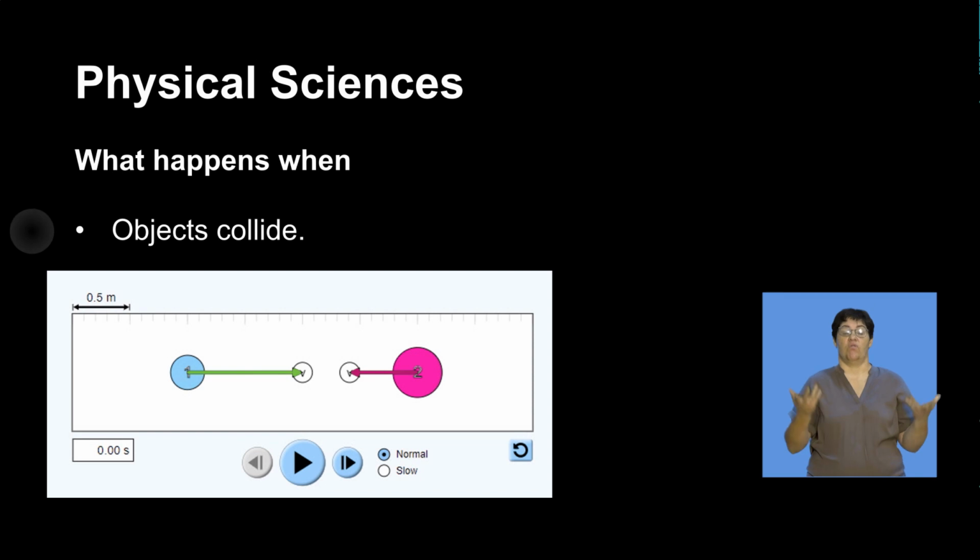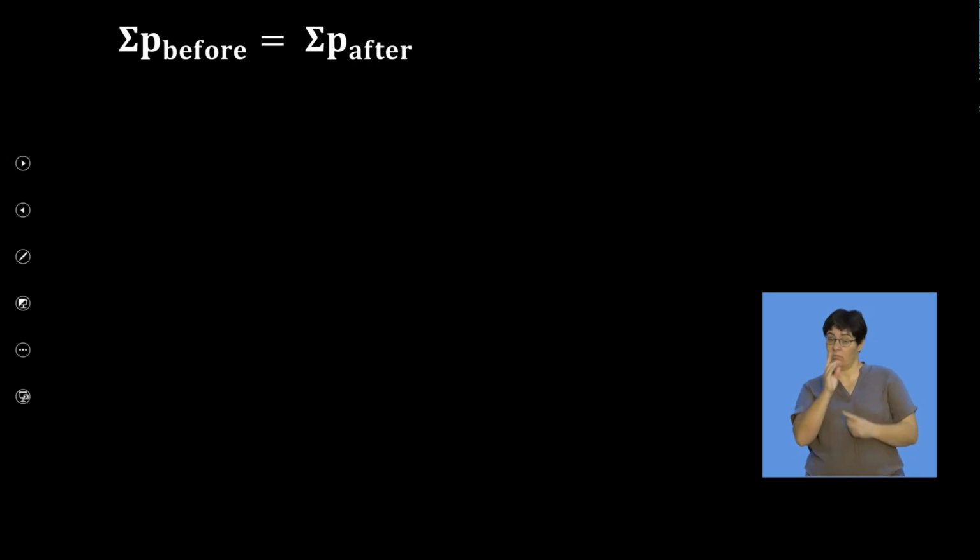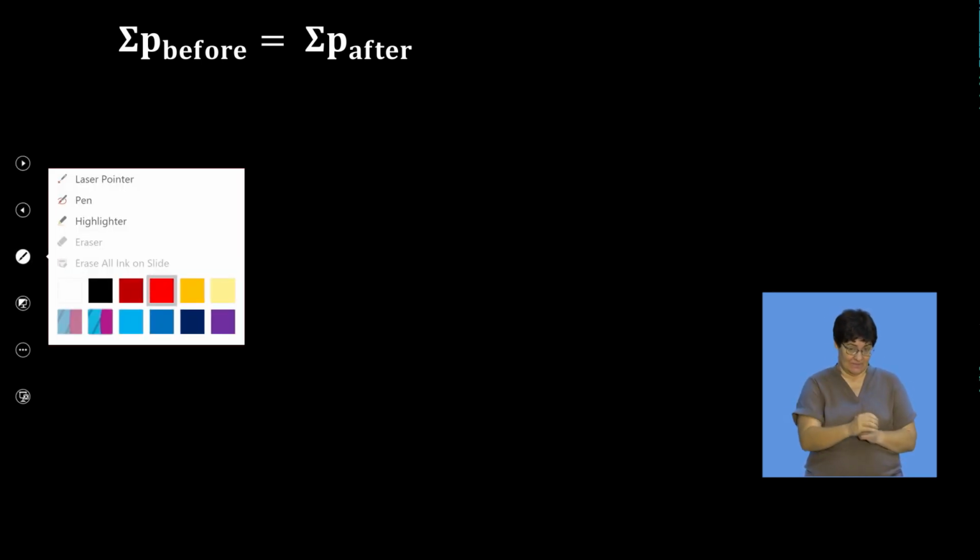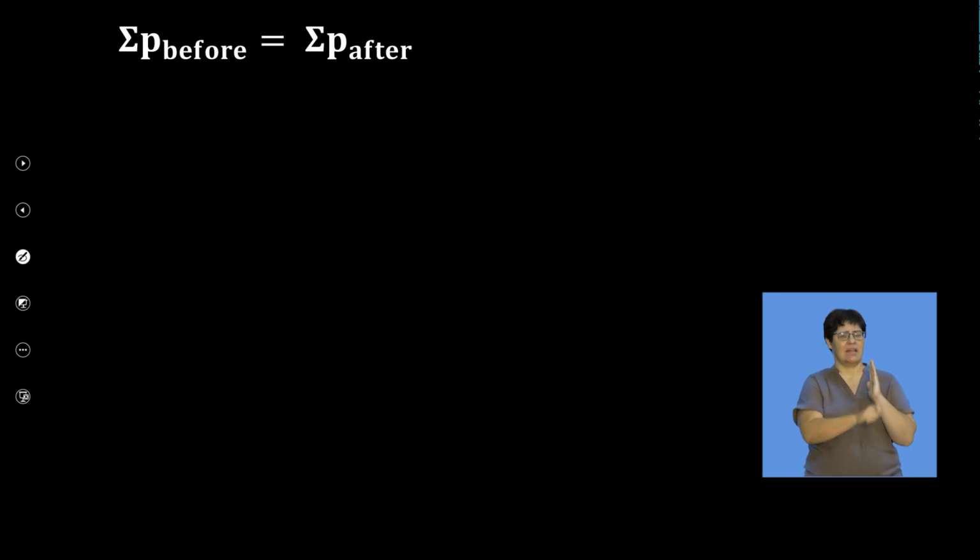So we've looked at the simulation. Let's now put this in a way that makes sense, because we've got the equation, and we need to write this equation in different formats. This was total momentum before. So I had one object, and its initial momentum is m1 times vi1. We had a second object.